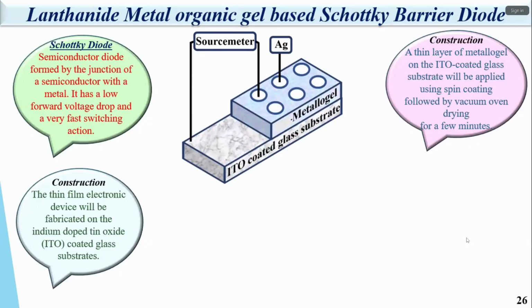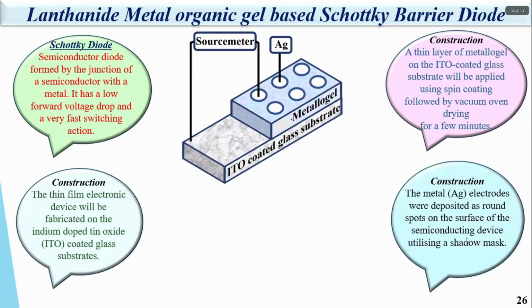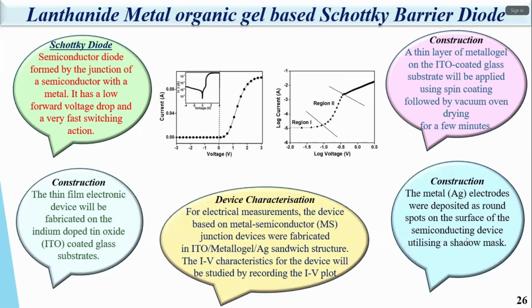So we could construct it using ITO coated glass as the substrate for the fabrication, and then a thin layer of lanthanide metal gel on the ITO coated glass substrate will be applied using spin coating, followed by vacuum oven drying for a few minutes. And then Ag electrodes were deposited as round spots on the surface of the semiconducting device, utilizing a shadow mask. And finally, device characterization will be done using the ITO, metal gel, and metal electrode sandwich structure.